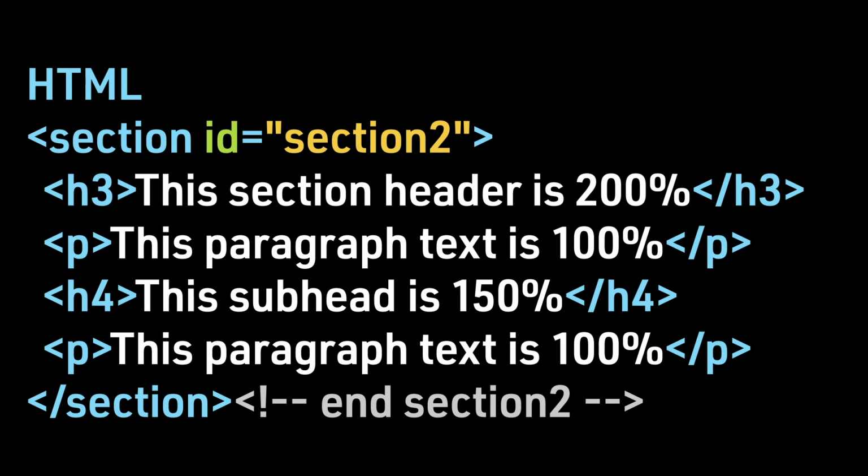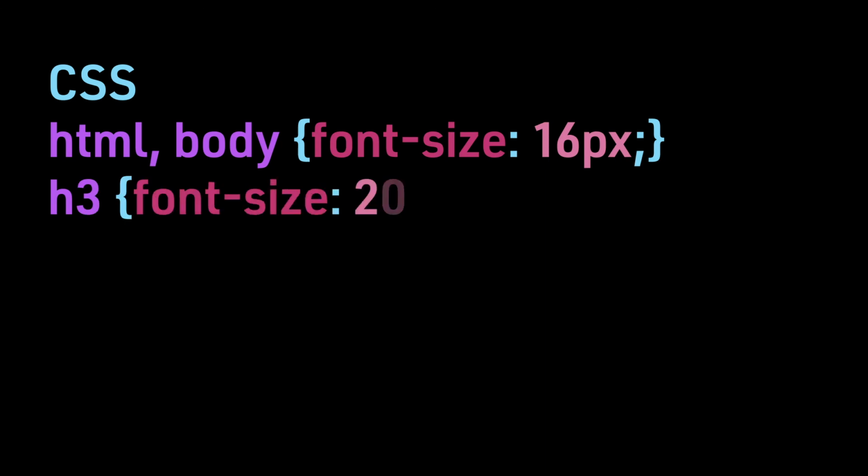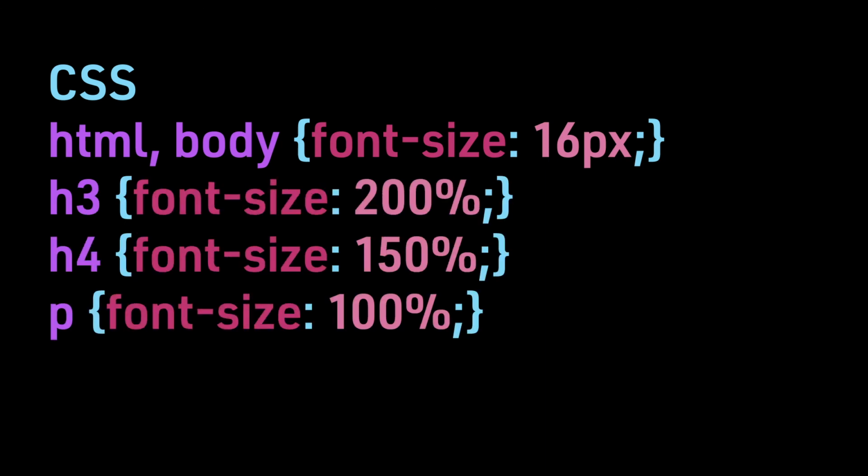In our HTML, we have a section with an ID of section 2. It has both an H3 and H4 heading and paragraph text. The H3 heading is 200%, the paragraph text is 100%, and the subhead, or H4 heading, is 150%. In our CSS, the HTML and body are set to a font size of 16 pixels. An H3 heading is set to 200%, an H4 heading is set to 150%, and paragraph text is set to a font size of 100%.